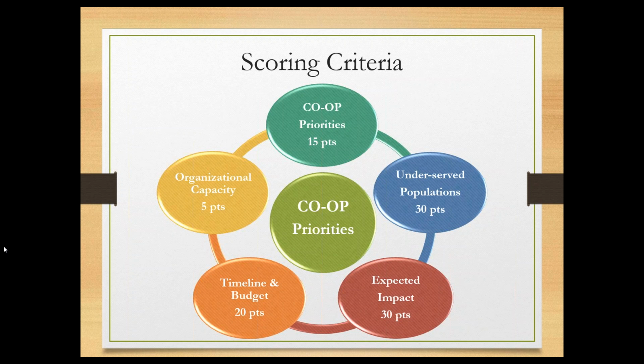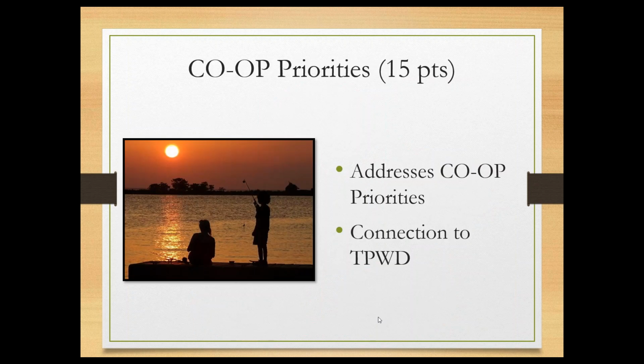I'm not going to go really in depth on each one of the scoring criteria components, but the scoring criteria is listed in your program guidance document. The first of our scoring criteria is co-op priorities. A complete list of co-op priorities is on page 3 of your program guidance, and that is addressing co-op priorities and what those mean. Those priorities are derived from Texas Parks and Wildlife's Land and Water Resources Conservation Plan. So if you're curious where those came from, we take those directly from our agency.